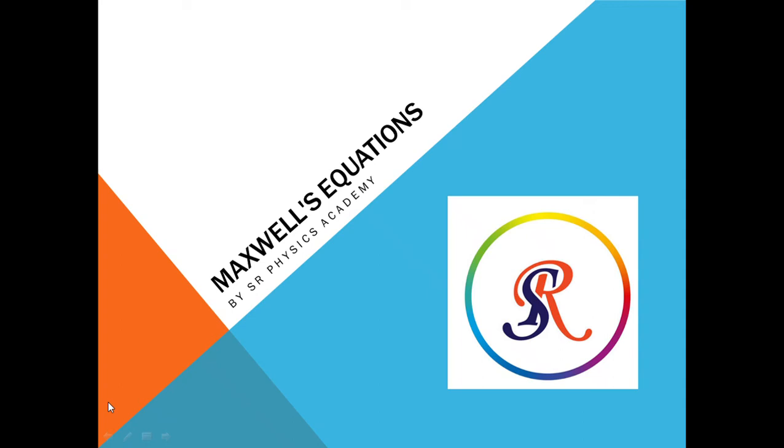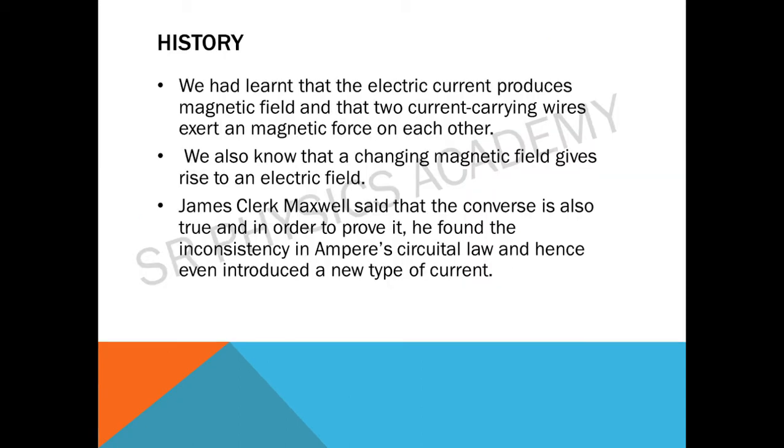Today we will be learning about Maxwell's equations. We had learned that the electric current produces a magnetic field and that two current carrying wires exert a magnetic field on each other. We also know that a changing magnetic field gives rise to an electric field. James Clerk Maxwell said that the converse is also true, and in order to prove it, he found the inconsistency in Ampere's circular law and hence even introduced a new type of current.